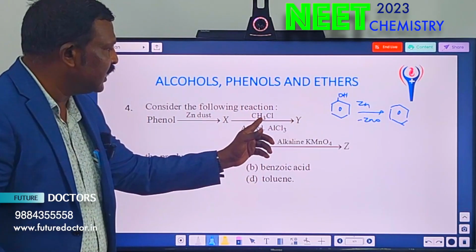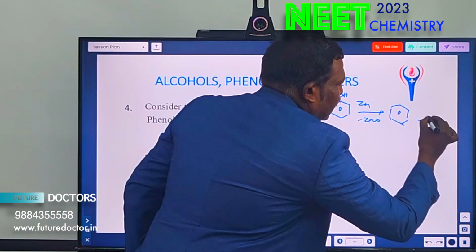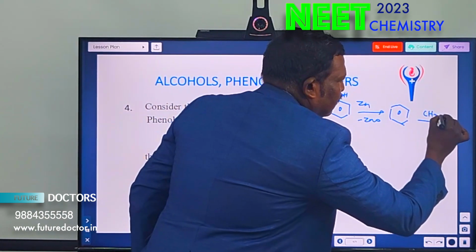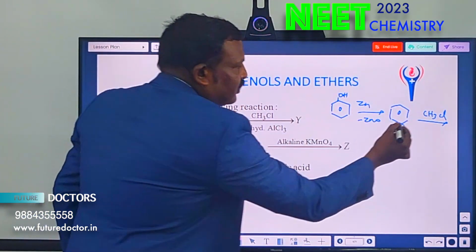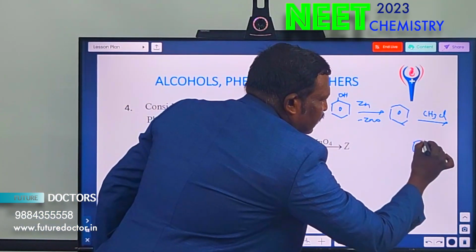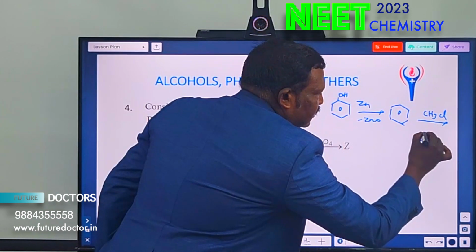So X is benzene. Again, this reacts with CH3Cl. So alkylation takes place. Understood? CH3Cl: H from here, Cl from here, HCl will be removed. So CH3 is added on the benzene. We get toluene. Understood? We get toluene.